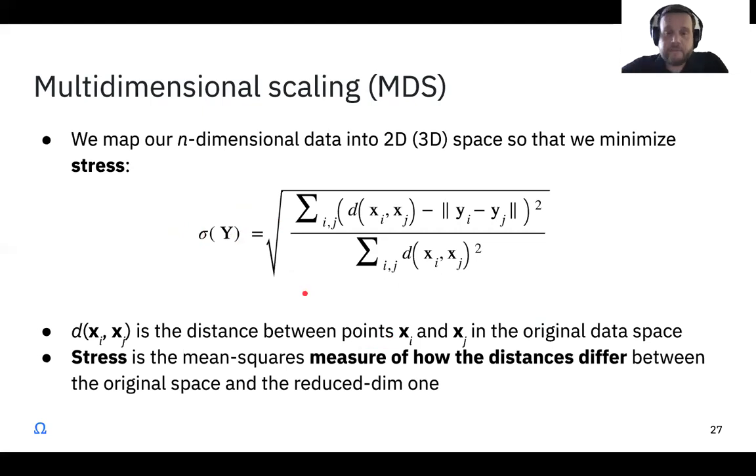The stress is nothing more than least squares on the distance of the data in the original space. The notation that we're going to have here is that x is the data in the original space, and y is the data in the reduced dimension, in the manifold space, basically.